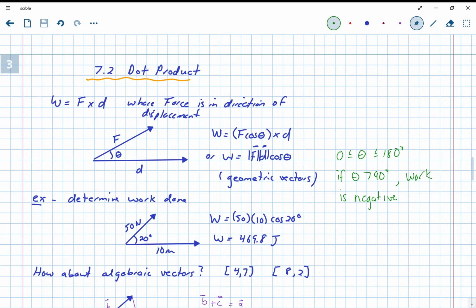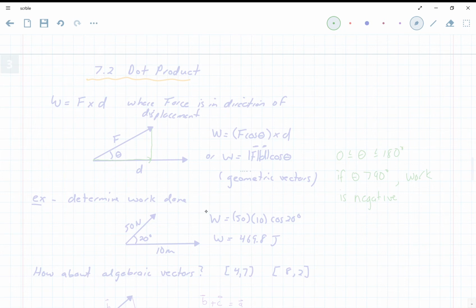So the dot product is defined as work, which is force times displacement, where force is in the direction of the displacement. So if we look at the diagram here, notice that the two vectors are tail to tail, and the angle is between them. So the work done is the force in the direction of the displacement, which, using SOHCAHTOA, is F times cos theta. So that's the magnitude of the force in the direction of the displacement times the displacement.